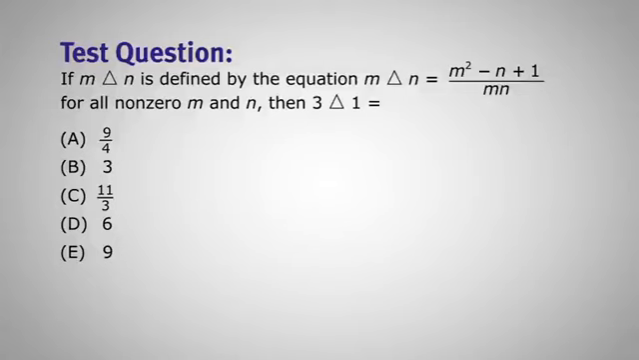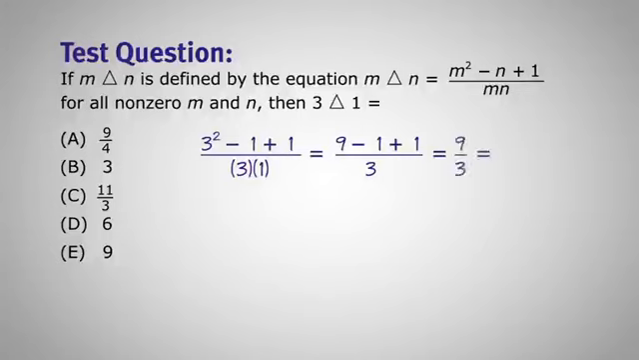This is much like the example that we did earlier. There's a variable to the left and to the right of our symbol. So when we're evaluating 3 triangle 1, the 3 should correspond to the m, the 1 should substitute the n. Plugging those two numbers in, we get 3 squared minus 1 plus 1 over 3 times 1, which reduces to 9 minus 1 plus 1 over 3, or 9 over 3, which is equal to 3, which corresponds to answer choice B.